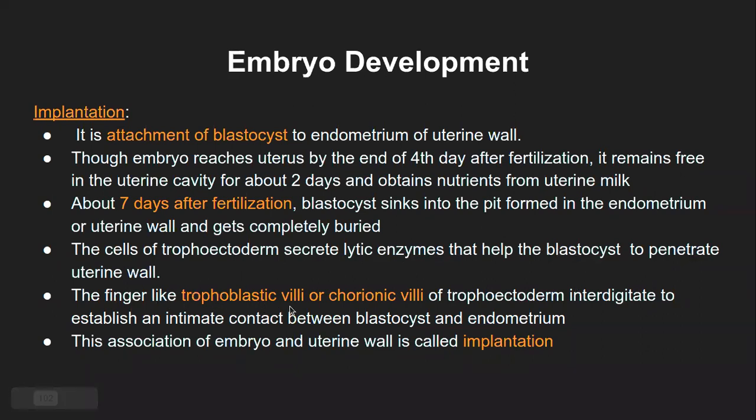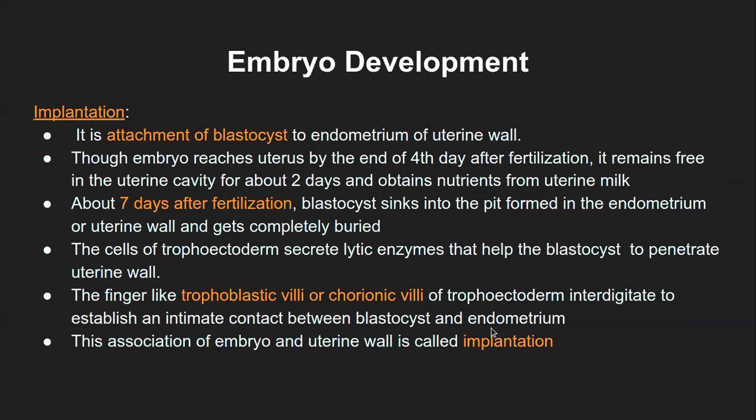The finger-like trophoblastic villi, or chorionic villi as they are called, of the trophoectoderm. So on the outermost wall of this blastocyst, there will be villi-like structures. Villi are nothing but cilia-like structures, which are outgrowths or projections of the cell membranes. So those trophoblastic villi, or chorionic villi, of the trophoectoderm, will interdigitate to establish an intimate contact between blastocyst and endometrium.